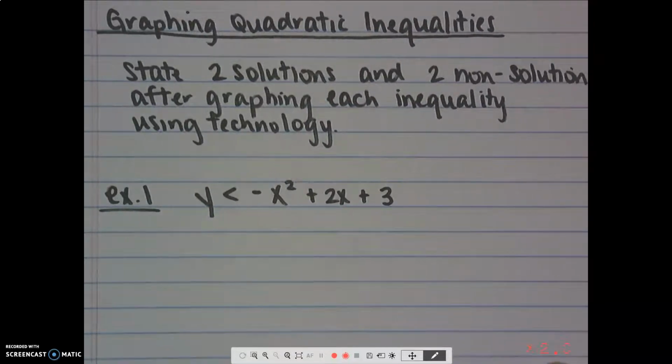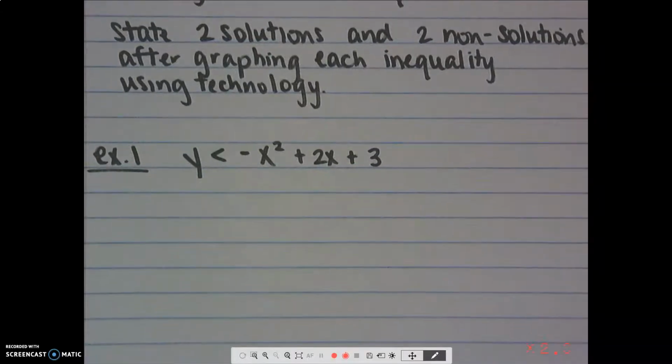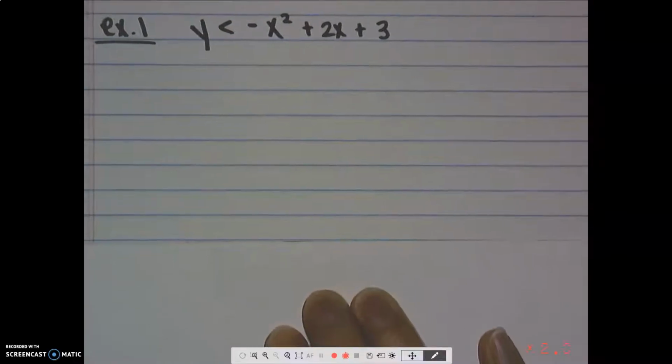Today we're going to be talking about graphing quadratic inequalities. What we're going to do for these is state two solutions and two non-solutions after graphing each inequality using technology. That means you're going to be using the Desmos calculator to graph these and then state two solutions, two non-solutions. Okay, so 4 total answers here.